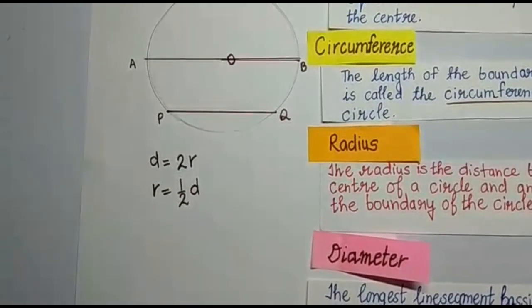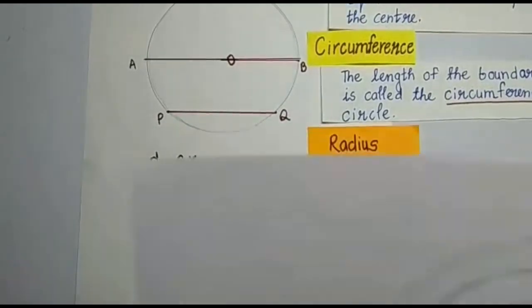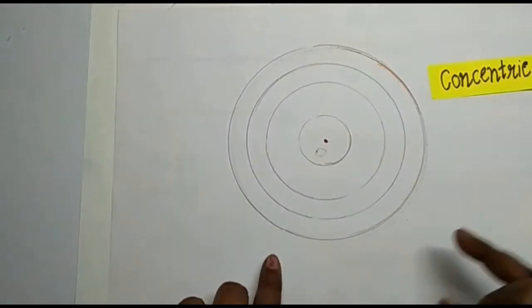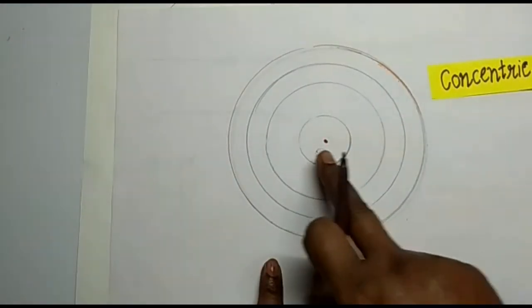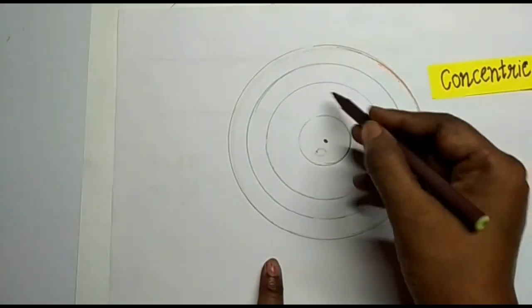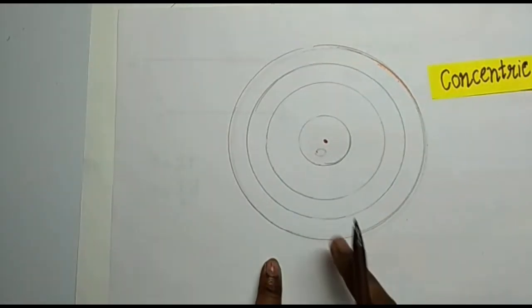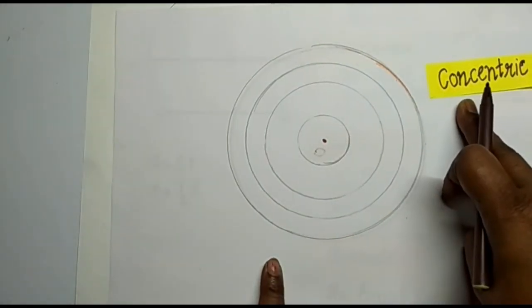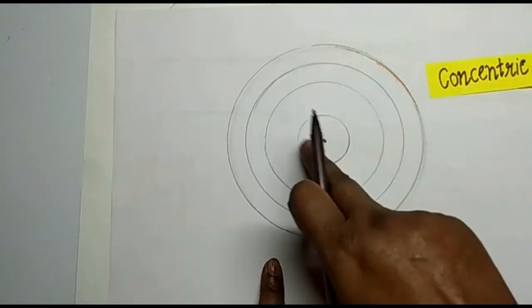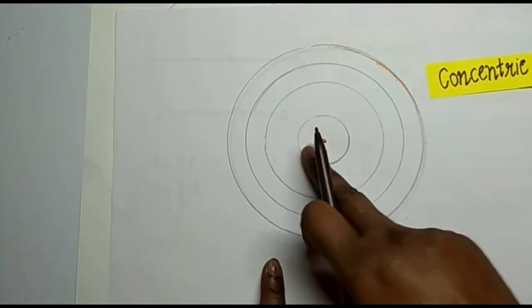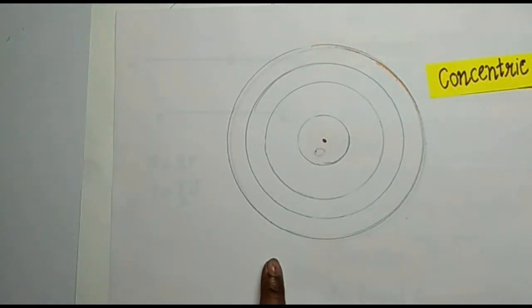One more thing I would like to tell you. Here you can see many circles, but they have a common center O. So such circles are known as concentric circles. Means circles with the same center are known as concentric circles.